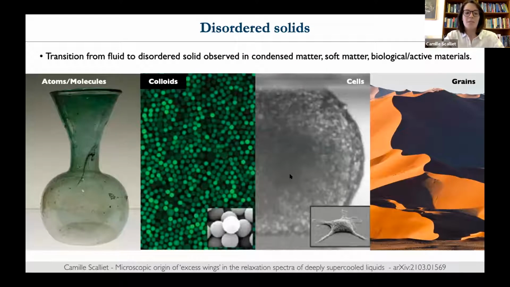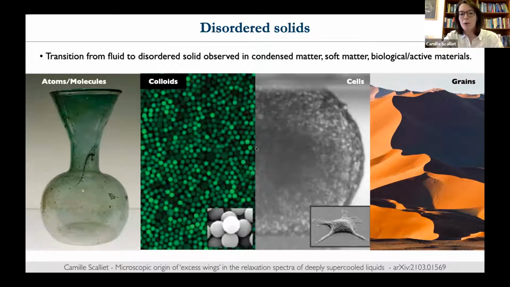So the physics that I'm interested in is the transition from a fluid state to a disordered solid. And this is actually quite a generic phenomenon, which is relevant to describe a variety of materials. For example, yesterday we heard talks from Domenico and Jost, who showed that densely packed colloids can form an arrested disordered solid, which is a glass here.